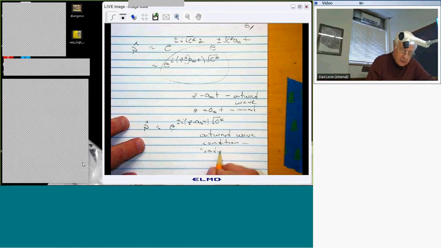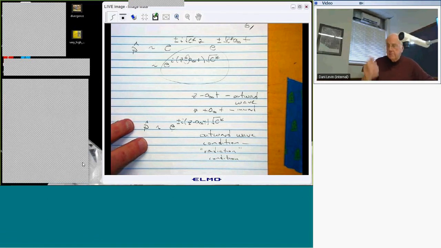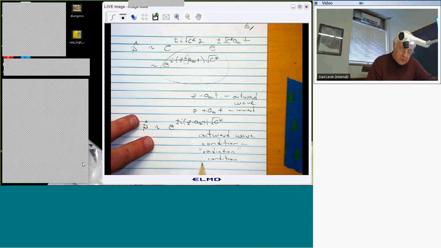condition. And if you really want to impress your friends the next time you're having a beer, you call it the Sommerfeld radiation condition, who was a famous German physicist that worked in electromagnetic radiation theory. So this is called the Sommerfeld radiation condition.